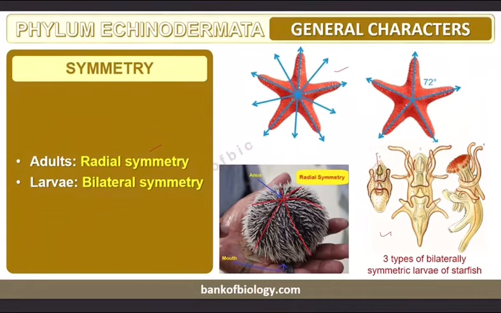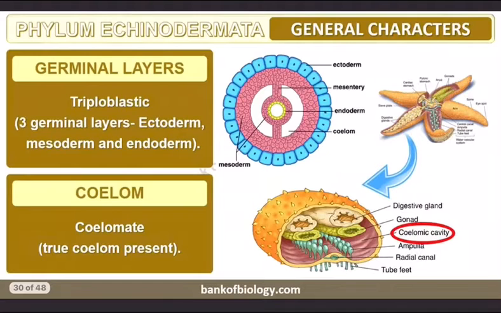And symmetry: adults have radial symmetry, as you are seeing in the starfish, 360 degrees, and the larvae have bilateral symmetry. As you are seeing, the larvae will be bilateral. You can see three types of bilaterally symmetric larvae of starfish. So you can see vertically you can cut the animal into two exact halves when you cut the animal in a particular plane. That's why bilaterally symmetrical.